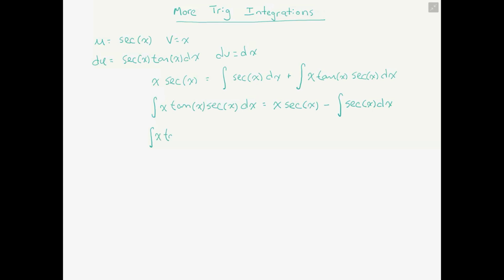So we have the integral of x tan x secant x dx equals x secant of x minus the natural log of secant of x plus tan x, or tangent of x, plus a constant. And that's it.